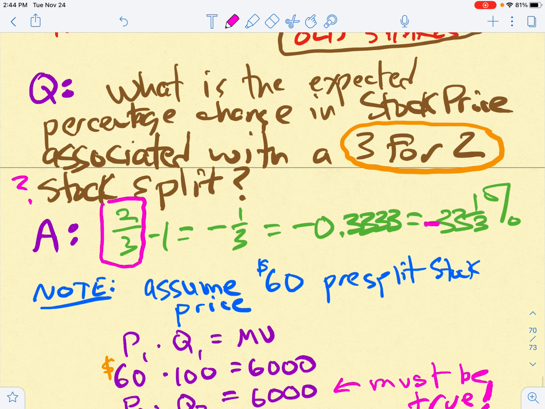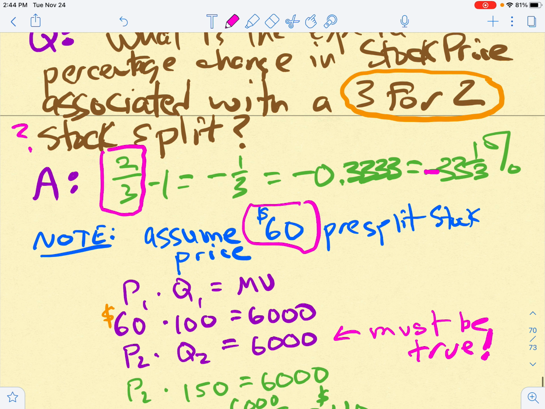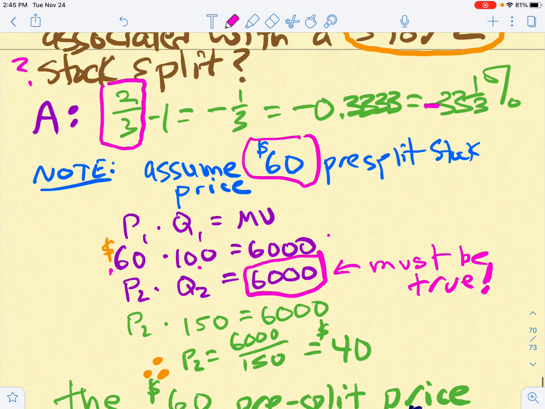So we just assume now that we have a $60 pre-split stock price. Initially, P1 times Q1 equaled the market value, so 60 times 100 equals 6,000. Now we need a new price that, when we multiply it by the new quantity of shares, still equals the same 6,000. That has to be true. Stock splits can't create wealth, of course not.